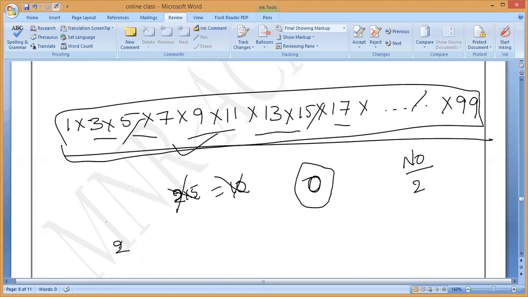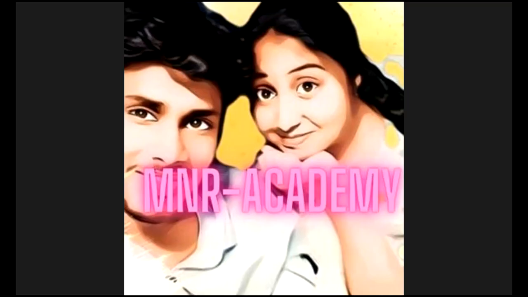Okay, so this is all about today's class. This is one of the important topics in NTSE, finding the number of zeros. All of you have to remember it and solve it. Write the shortcuts. Shortcuts and all you have to remember and maintain separately. Don't throw it in the dustbin.